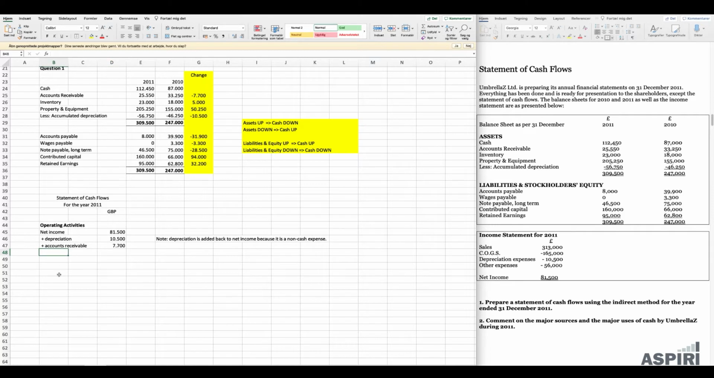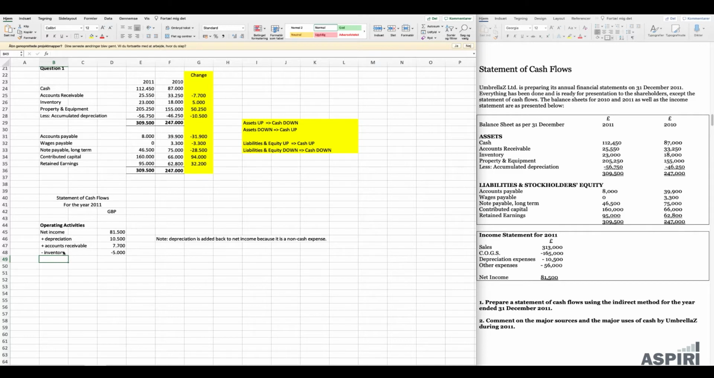The next thing we want to do is take inventory and have a look at what has happened to inventory. And what we can see is that inventory has increased from 18,000 to 23,000. Now, what does that mean in terms of cash? Well, let's refer to the rules. As you can see, when assets go up, it means that cash goes down. Essentially, we have tied more cash in the inventory, and therefore it has a negative cash effect. Therefore, we are going to make an entry here of a minus inventory, where the amount is, of course, minus 5,000, like this.